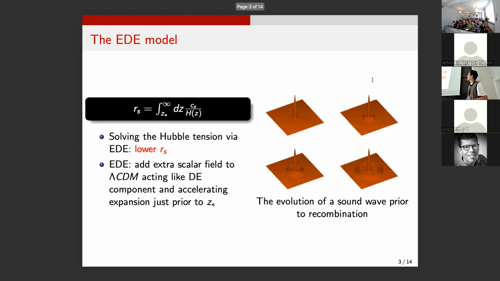So then the early dark energy model, what is this? This is exactly a mechanism to lower the sound horizon. What we do is we add an extra scalar field to the lambda CDM model, which acts like dark energy in the early universe. So you can think that in terms of this integral, we're basically raising the denominator. So more physically speaking, if you have sound waves that are propagating on an accelerated background, they won't be able to travel as far before recombination happens.